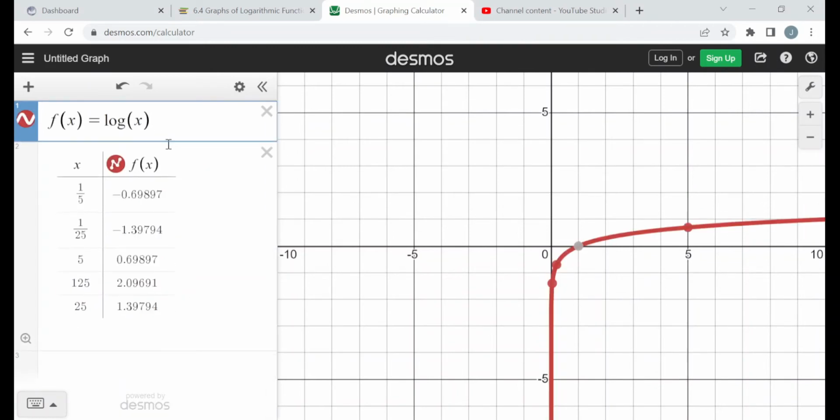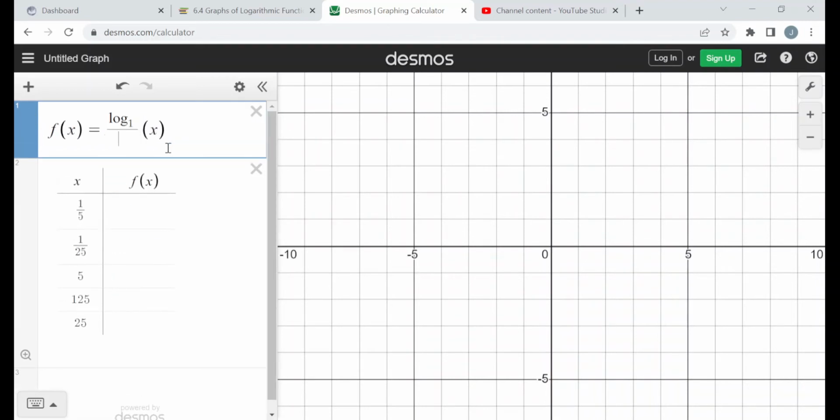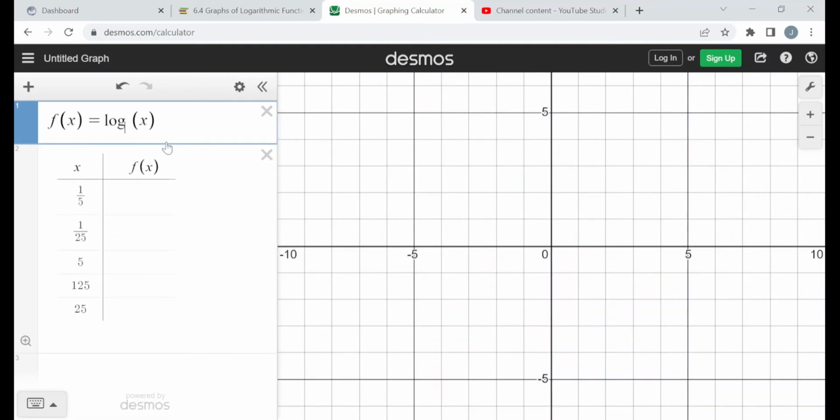Oops. Log base 1/5. Alright, I gotta put that in parentheses, I guess. Alright, come on now. This is to get rid of the whole thing. Log base. Alright, you know what? I'll just make it the decimal then. Looks like the fraction bases are hard to enter. 0.2. If you can figure out how to enter a fraction base, please let me know.